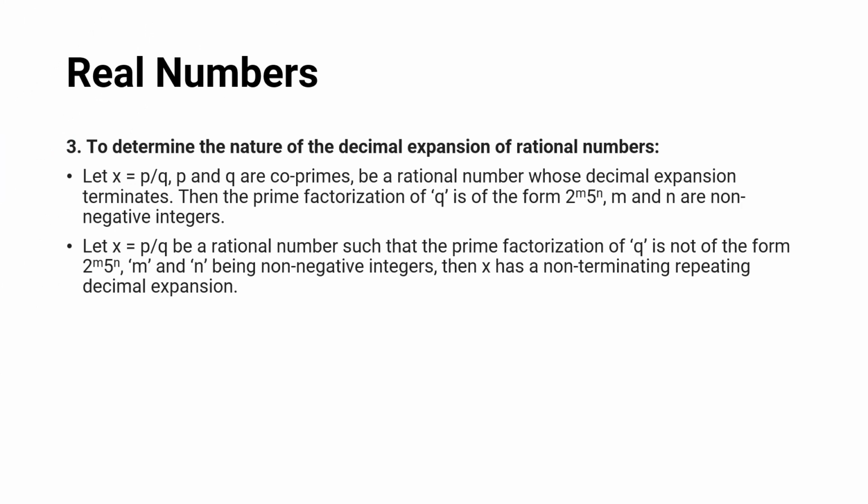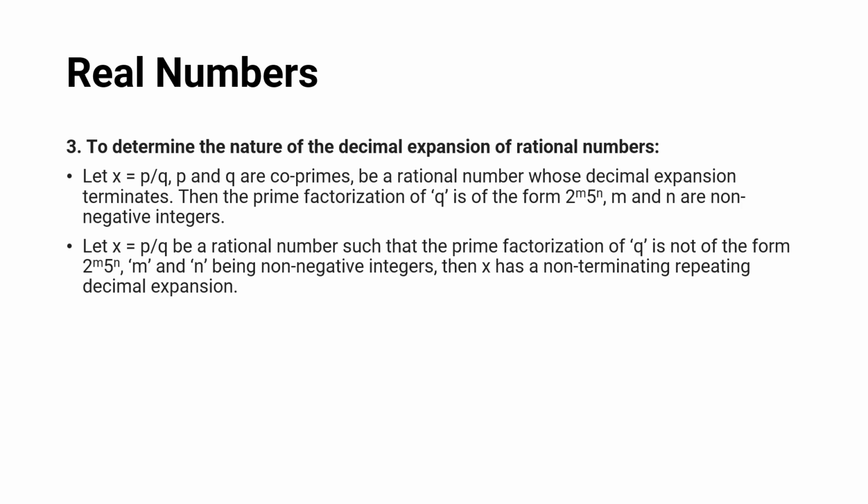To determine the nature of the decimal expansion of rational numbers, let x equal p divided by q, where p and q are coprime, be a rational number whose decimal expansion terminates. Then the prime factorization of q is of the form 2 raised to m, 5 raised to n, where m and n are non-negative integers.